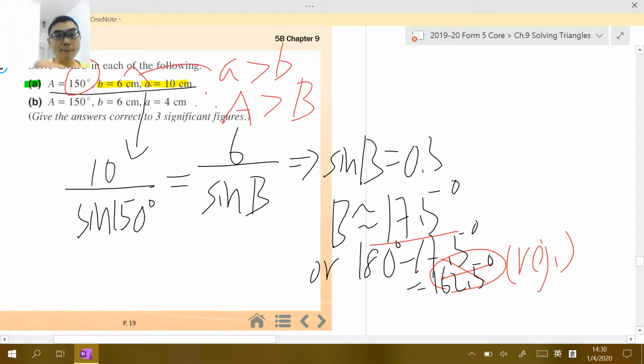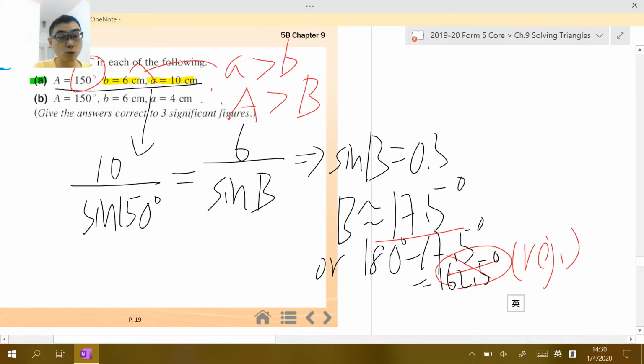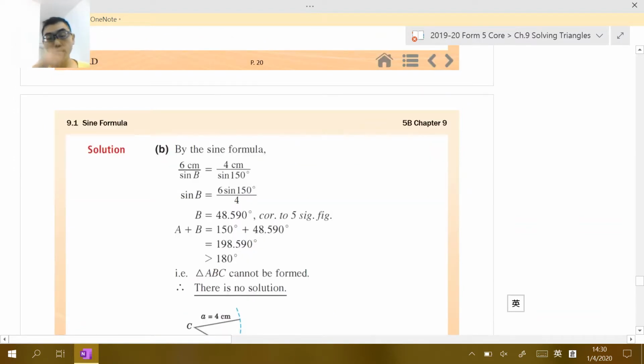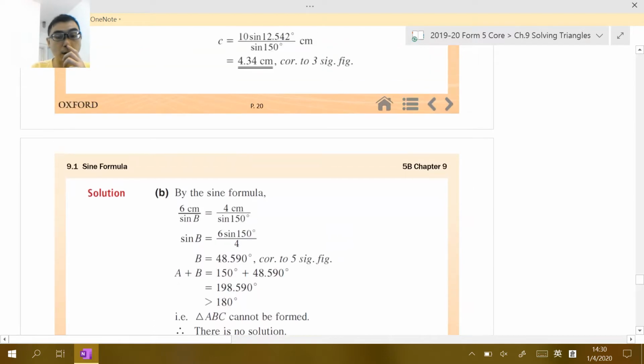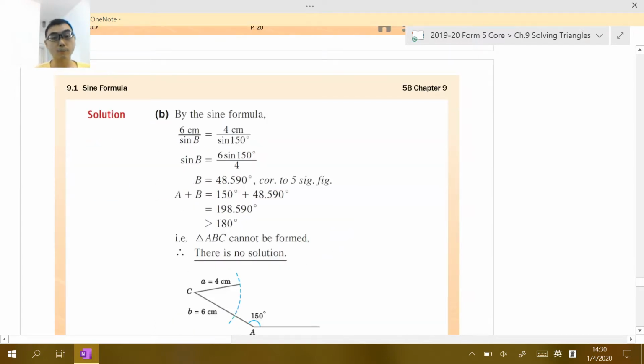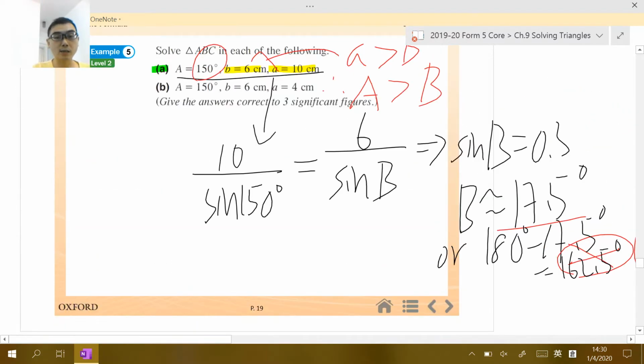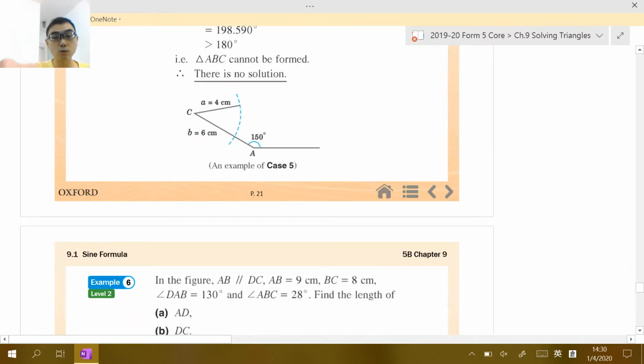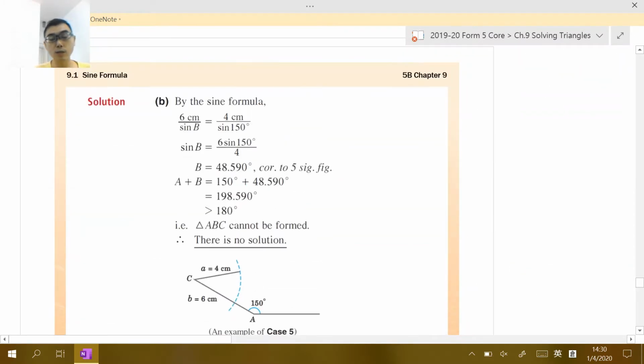But when you see part B here, you can also see the book shows you an example like this. This time in part B, you also have two angles. But there is a problem. After you have got B, which is 48.59 degrees, this angle will contradict 150, because when you add these two angles you will get over 180. That means you have no solution.